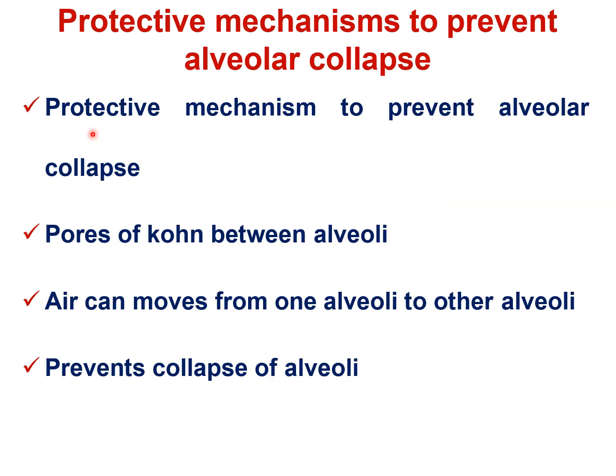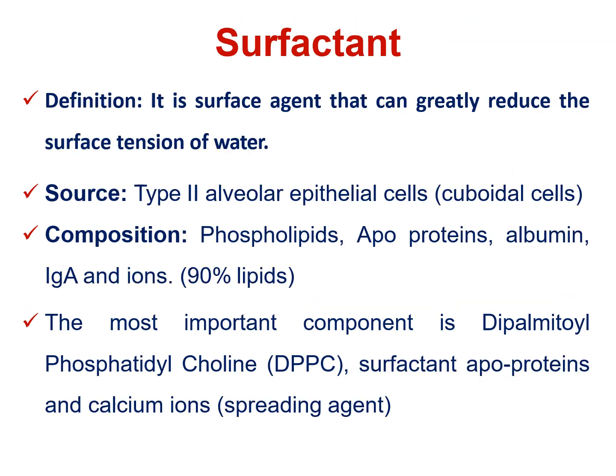So the protective mechanisms present in the lungs to prevent alveolar collapse are the pores of Kohn between alveoli. These are the interalveolar pores. The pores allow exchange of gases. Air can move from one alveolus to another, which prevents the collapse of alveoli. So these are the main protective mechanisms to prevent alveolar collapse.